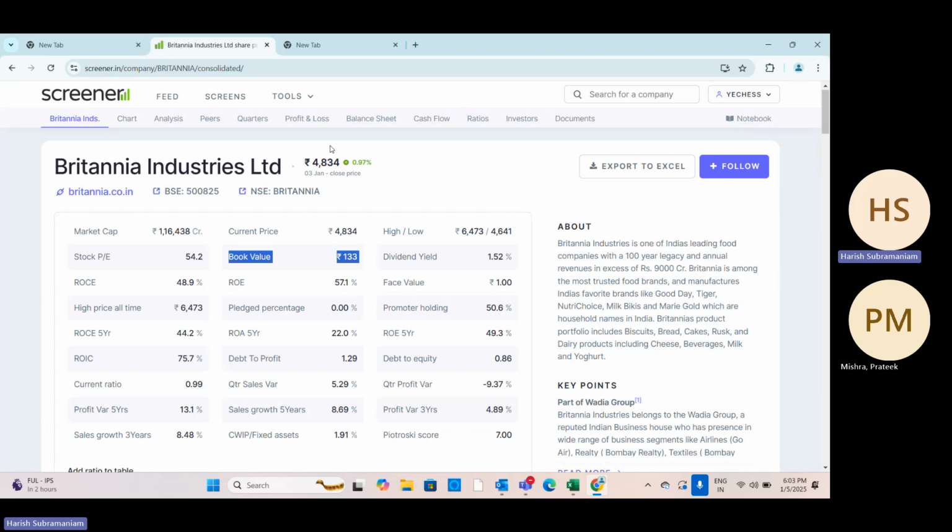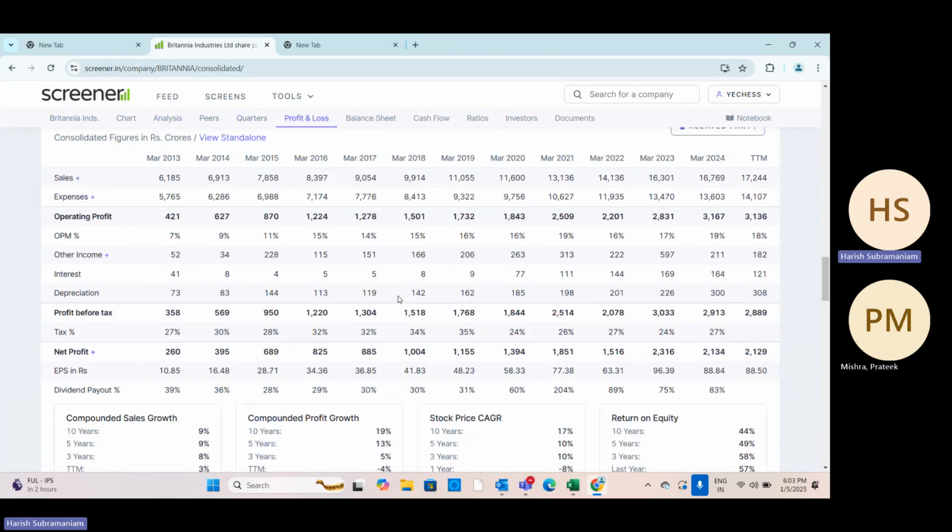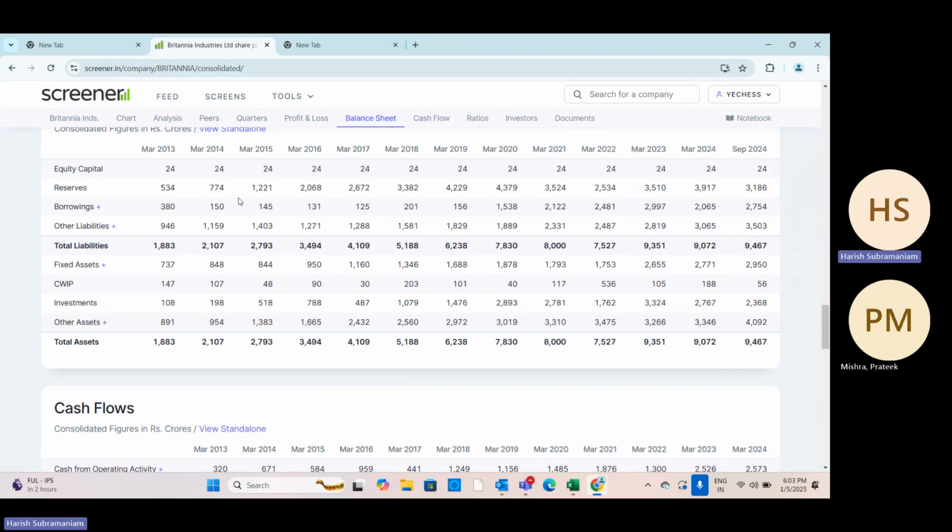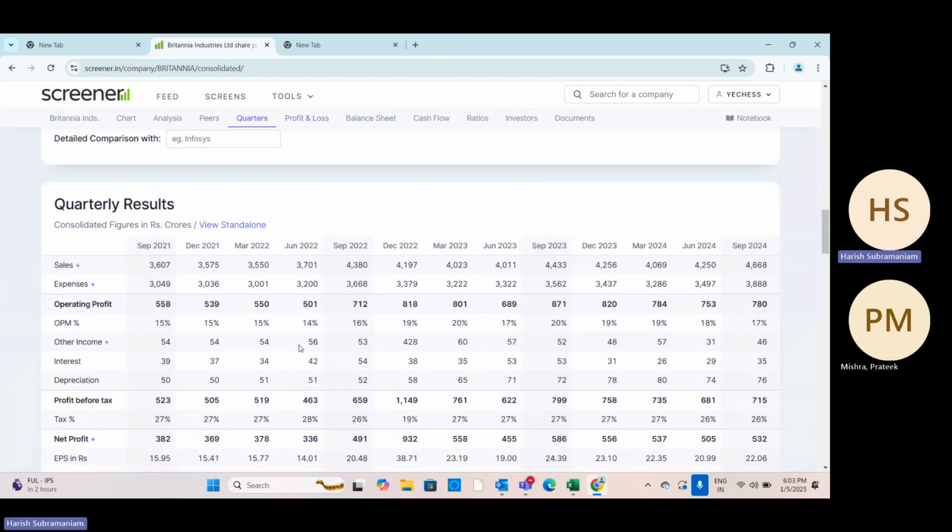So the actual share price is 4,800, but let's say Britannia gets dissolved tomorrow, the company shuts down, then the shareholder will actually get 133 rupees per share. So market value of each share is much higher than the book value. Book value of the share is the price of the share calculated basis the balance sheet.